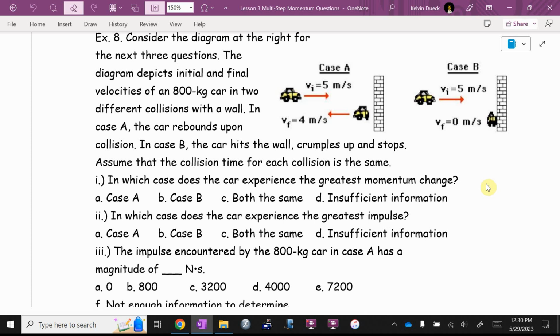You know what? I think we're going to vote. Again, how high you hold your hand up is how sure you are of the answer. So who says case A? I think case A experienced the biggest momentum change. 1, 2, 3, 4, 5, 6, 7, 8, 9, 10. No, case B, the car comes to a stop. 1, 2, 3, 4, 5. No, both the same, because forces something, something. 1. Need more information.